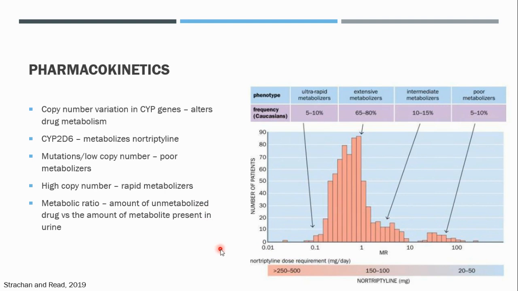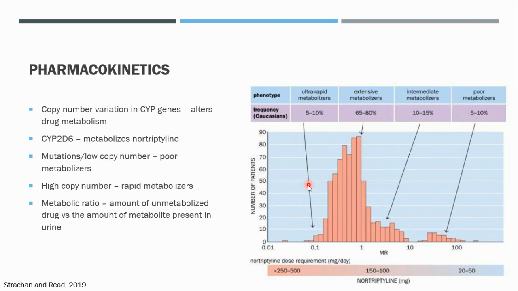So if we look at this graph of number of patients versus metabolic ratio, this graph shows the number of patients who are ultra-rapid metabolizers, extensive metabolizers, intermediate metabolizers, and poor metabolizers of the drug. And in this graph, people were given a standard dose of nortriptyline. So one single dose of nortriptyline was given to all the patients.